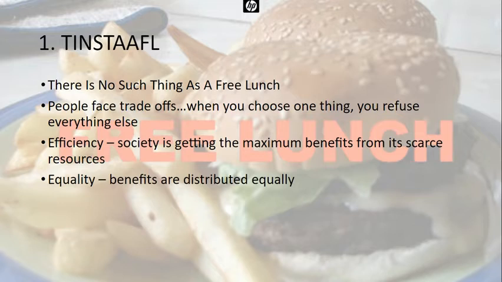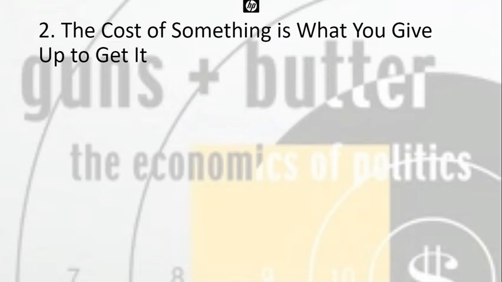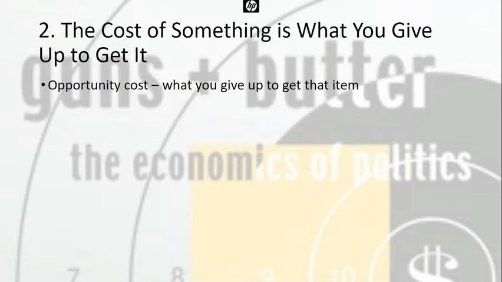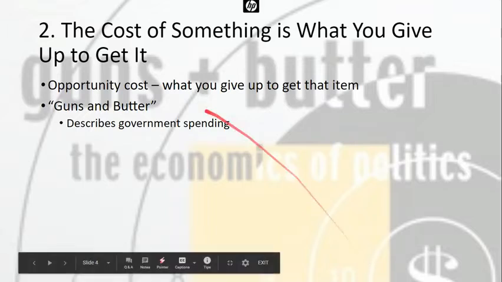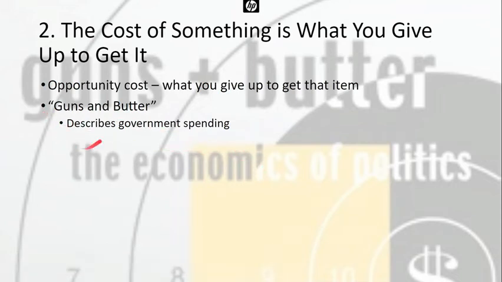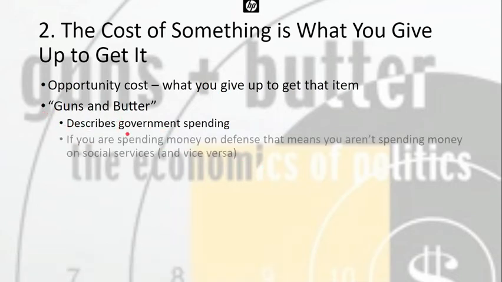Whatever you're doing, you're spending your time. Second thing is the cost of something. The cost of something is what you give up to get it. So that is called opportunity cost. So whatever it is you're giving up to get that item is the opportunity cost. This concept, guns and butter, is the idea that the government can either spend money on national defense or on social programs. You can't spend it on both because when you spend money on guns, that means you're not spending it on butter and vice versa.